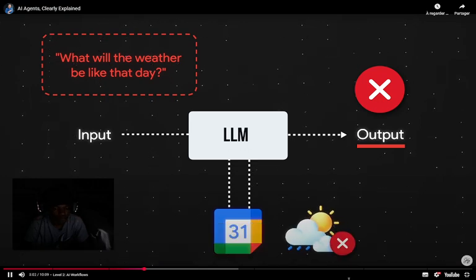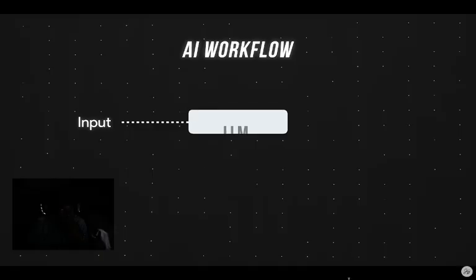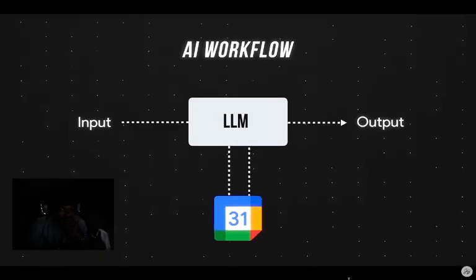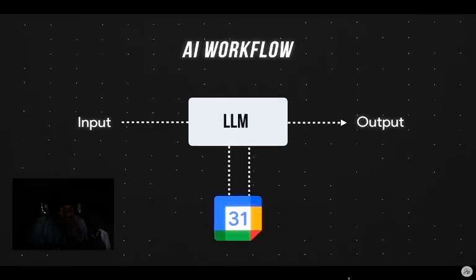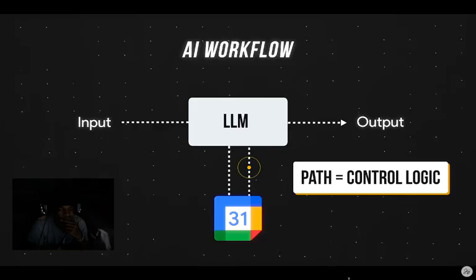Which does not have information about the weather. This is a fundamental trait of AI workflows. They can only follow predefined paths set by humans. And if you want to get technical, this path is also called the control logic.